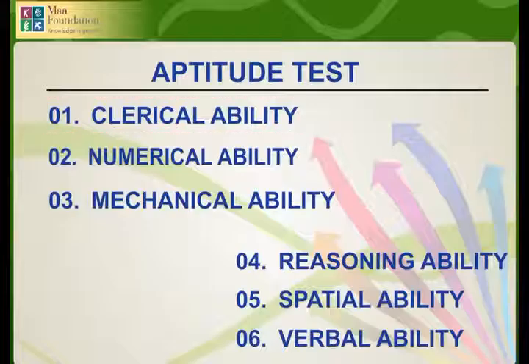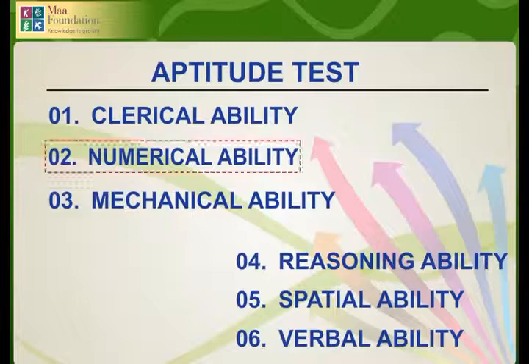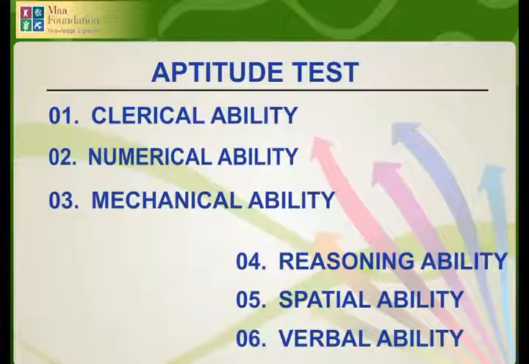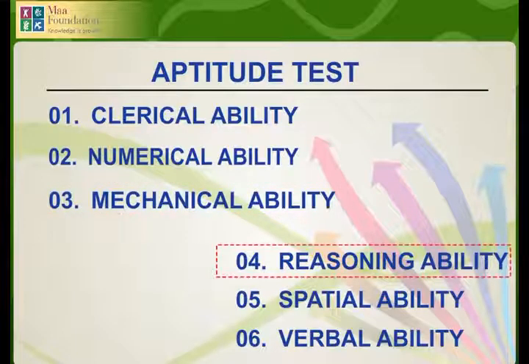First is clerical ability, which assesses your eye-hand coordination and your ability to differentiate between different things. Second is numerical ability, which includes numbers, algebra, arithmetic, which measures your ability to calculate. Third is mechanical ability, which measures your knowledge about science and mechanical principles. Fourth is reasoning ability. This ability measures a person's logical reasoning ability and problem-solving ability.